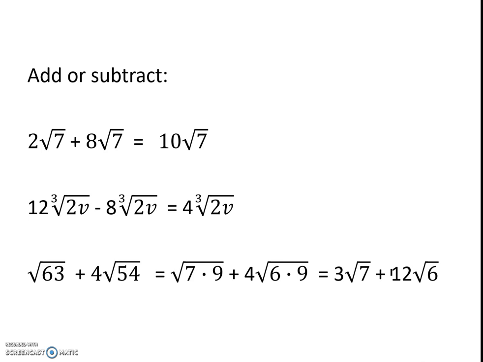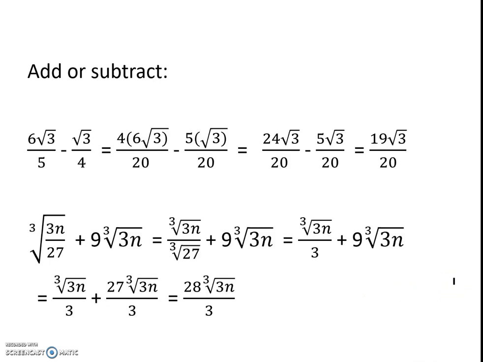If I have the square root of 63 plus 4 times the square root of 54, I can break that square root of 63 down to 7 times 9, which is 3 radical 7, plus 4 times 6 times 9, because I know 6 times 9 is 54. 9, again, is a perfect root, so I can take 3 out, and 3 times 4 gives me my 12, and I leave that 6 on the inside. So I have 12 radical 6. So my answer is 3 radical 7 plus 12 times the radical 6.